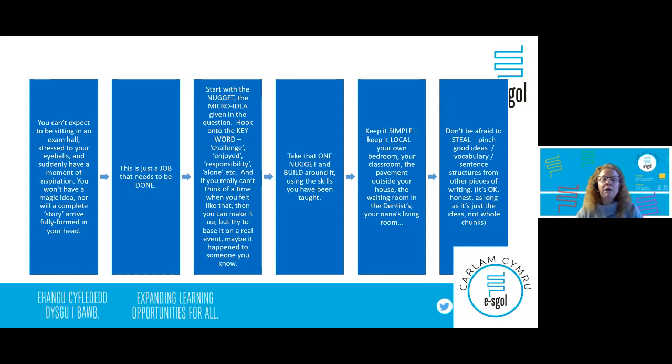So you need to think about it as a job. It just needs to be done. Get that idea and then hook into it. Hook onto the keyword and then make it up. Right? If you really can't think of a time when you felt rewarded or a time when you felt challenged, make it up, but base it on something you know so it is real. Take that nugget and build around it, but keep it simple, keep it local, and don't be afraid to take ideas or good words or good sentence structures from other pieces of writing. You just can't copy stuff verbatim. You can't copy it word for word. Perfectly okay to use ideas from somewhere else.